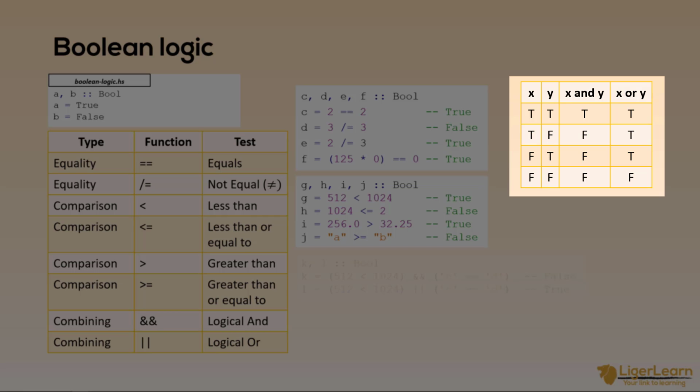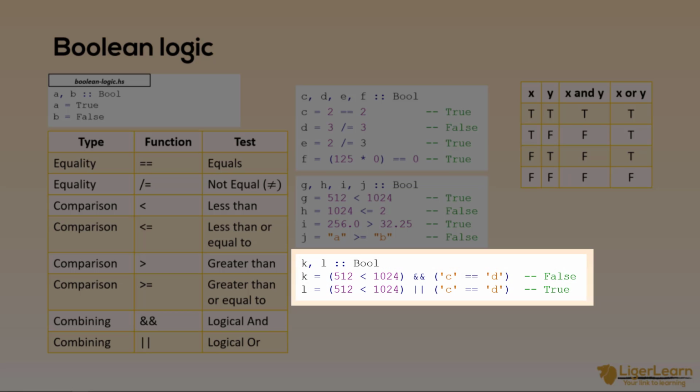Now let's look at some code using the combining functions. Here, K and L are Bools. K combines two Boolean expressions using the double ampersand, which, like we said before, stands for logical AND. The first condition of 512 being less than 1024 is true, but the second condition of the character C being equal to the character D is not true, and so K is false. However, L has the same two conditions but is performing a logical OR. Since the first condition is true, the logical OR is true.